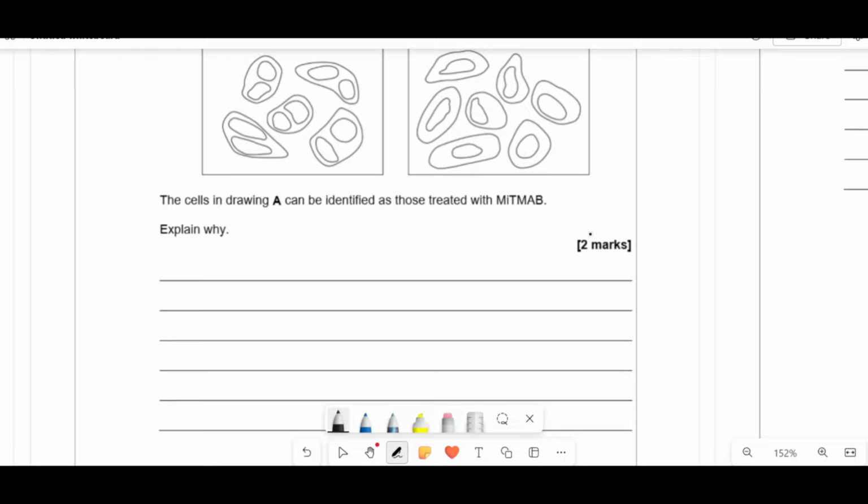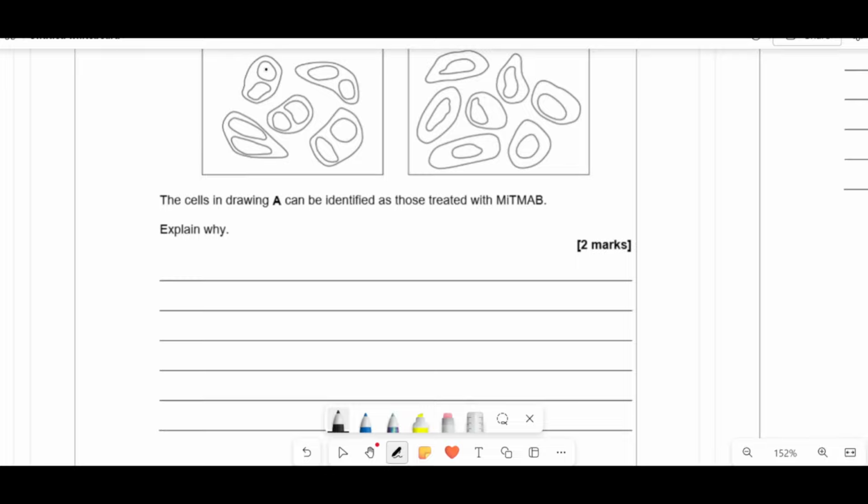Explain why. So here, a lot of people were just saying cytokinesis is inhibited. You can't just say that on its own. It's saying, explain why this drawing is that. So you're almost there, but you've got to say why. Otherwise, how do you know? You need to tell them how you know that.